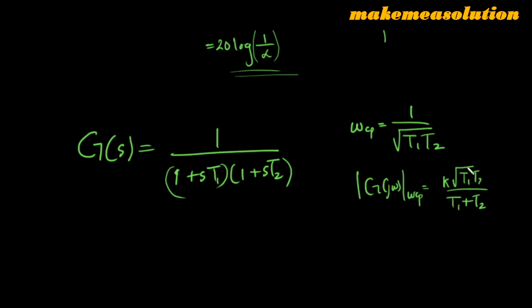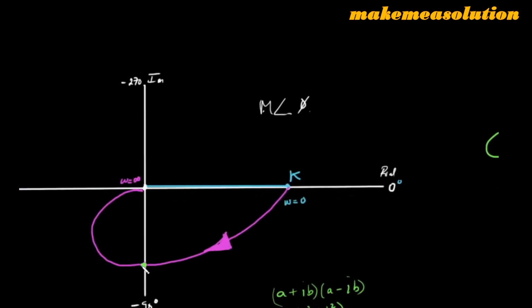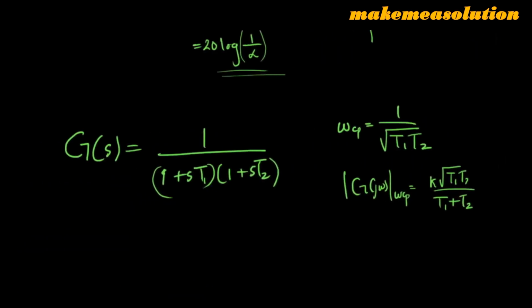For this particular graph, I'll represent this place as omega is equal to 1 all over root T1 T2. Then this distance from here to here, the magnitude, is going to be K root T1 T2 all over T1 plus T2. That's this height from here to here. So that's what it means. So this is for a zero order system.